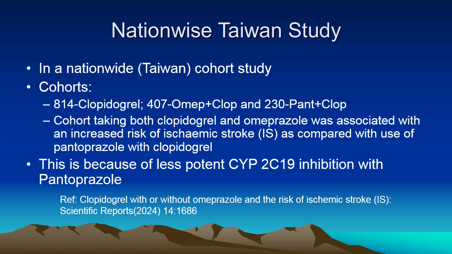A nationwide study, this is where it is a well-studied interaction. A cohort of 814 clopidogrel receivers, 407 clopidogrel with omeprazole receivers, and 230 pantoprazole clopidogrel receivers were compared. It was found that the cohort taking both clopidogrel and omeprazole was associated with increased risk of ischemic strokes as compared with the use of pantoprazole with clopidogrel. This is because pantoprazole is a less potent inhibitor of CYP2C19.